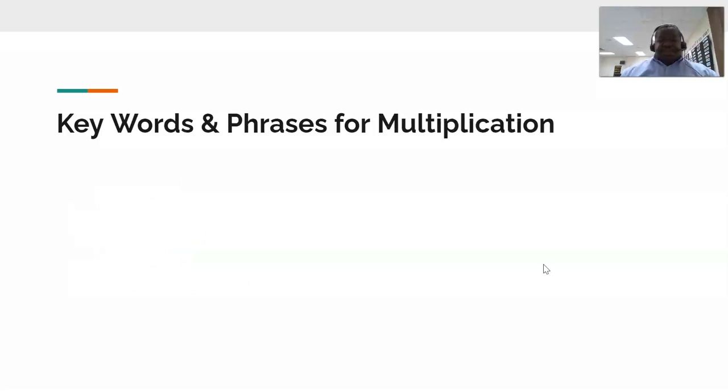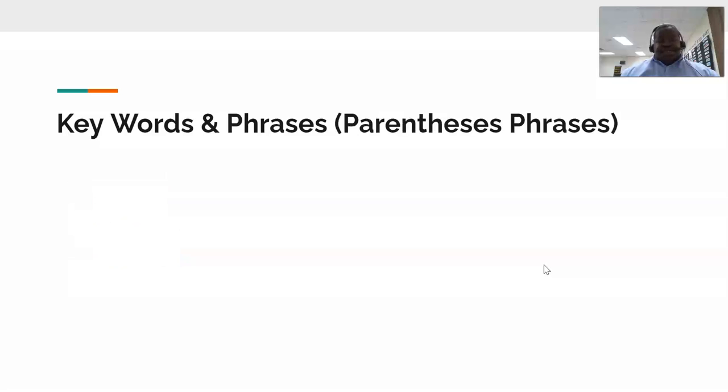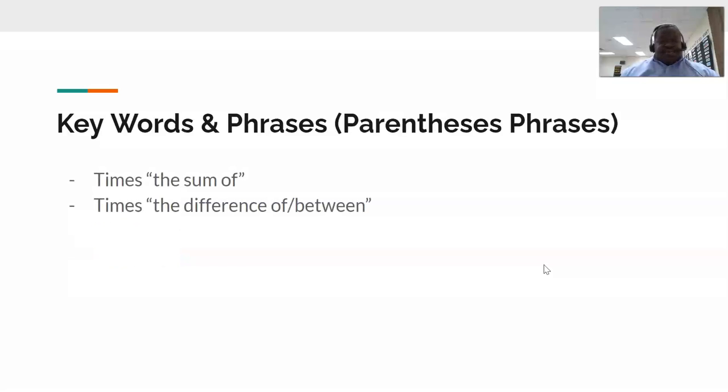Keywords and phrases for multiplication: times, product, of, twice, double, and triple. Keywords and phrases for division: quotient, separate, divided by, half, or third. Now, these are keywords and phrases that tell you that you're going to need to put parentheses in the problem. Times the sum of, times the difference of, or the difference between. Notice what we have in quotes there.